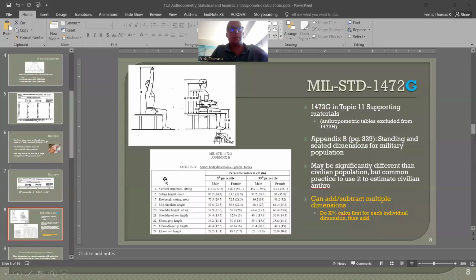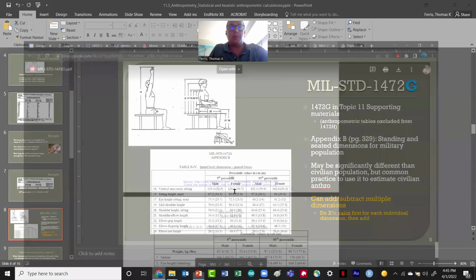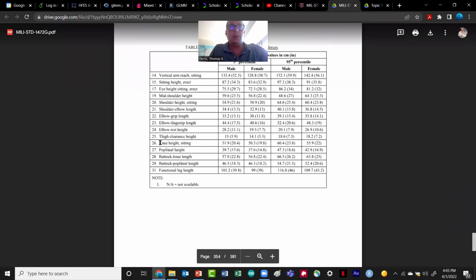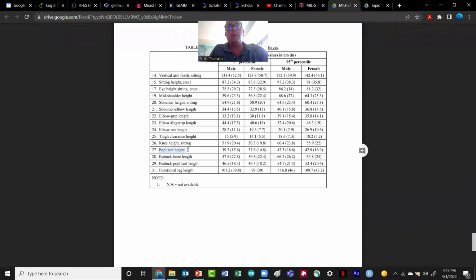Wait, oh, shoot. I hope that's right. Let's make sure. Popliteal, 27. Here we go. Yep, popliteal height. You see it right there.